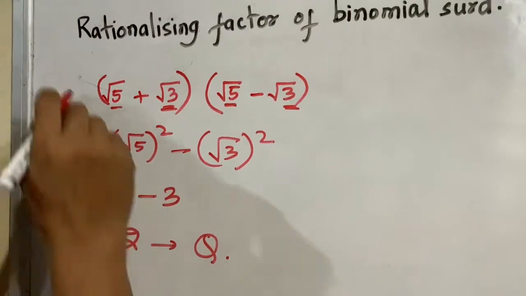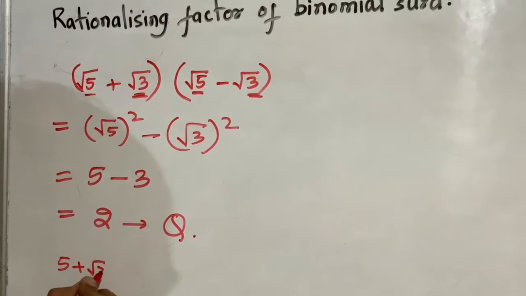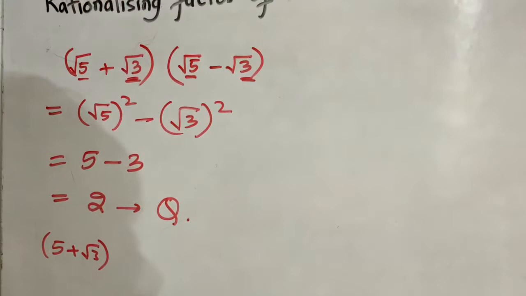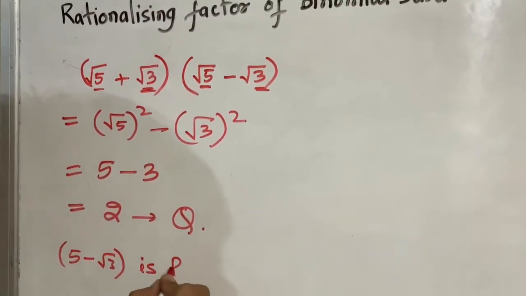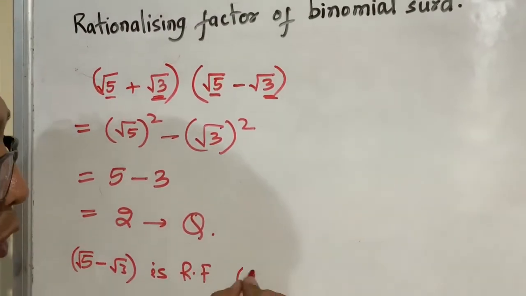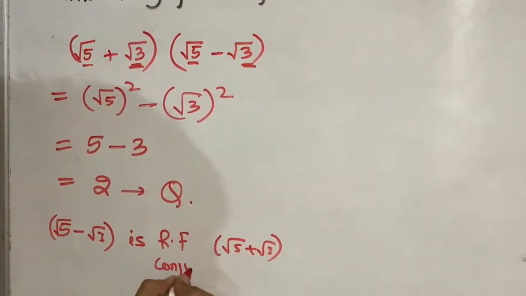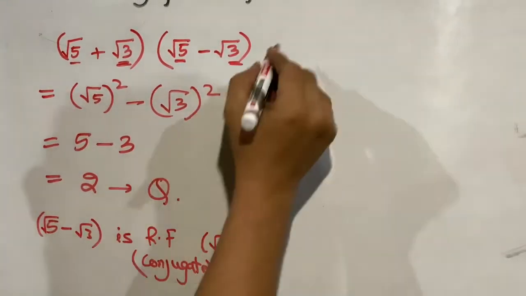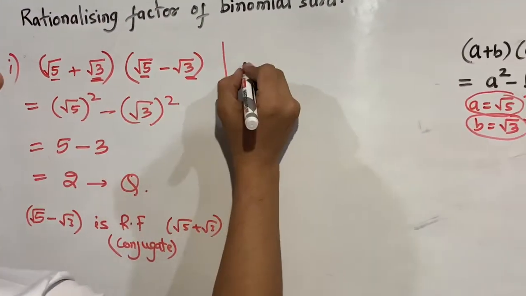So root 5 plus root 3, its conjugate is root 5 minus root 3. So 5 minus root 3 is the rationalizing factor of root 5 plus root 3, the conjugate. Let's see the other example.